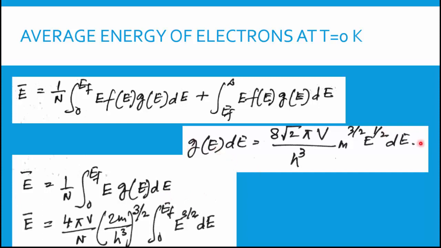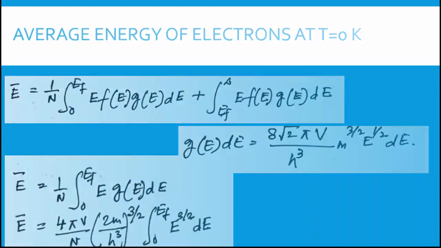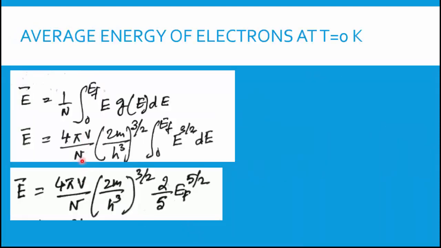Again I will use the value of G dE, which has been discussed in the lecture on phase space. I will substitute this value of G here, take all the terms outside the integration because they are constant, and integrate as a function of energy. Here it is E to the power of 3 by 2, and the limit is 0 to EF. So I will get EF to the power of 5 by 2 divided by 5 by 2, and 5 by 2 goes up as 2 by 5.